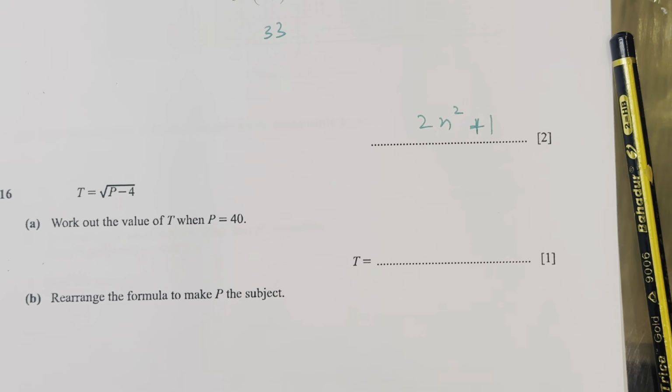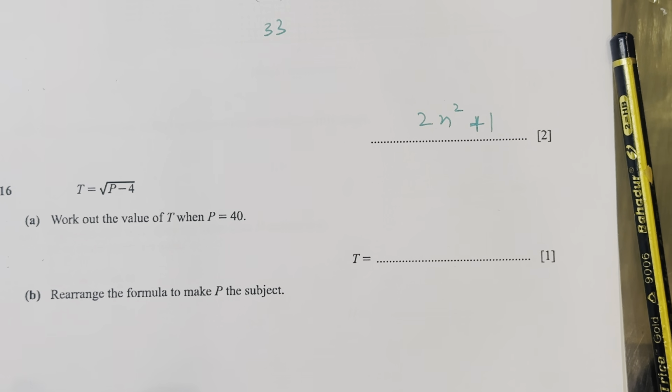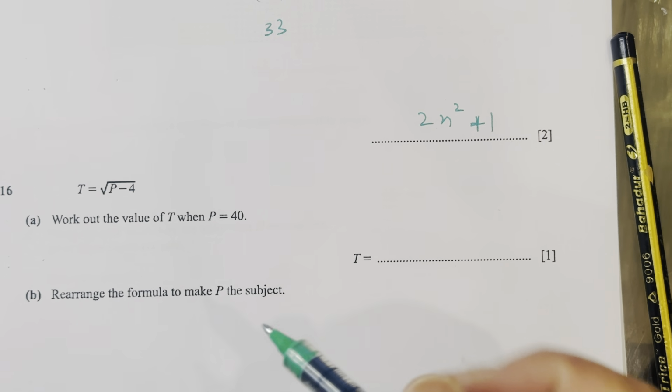Next question is from algebra. 16 is equal to t times the square root of p minus 4. Work out the value of t when p is equal to 40.